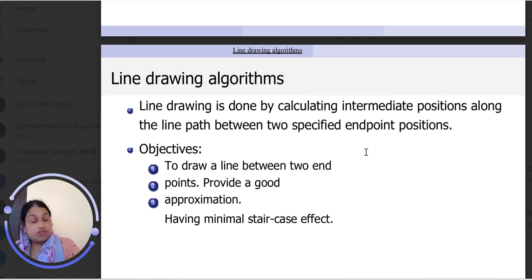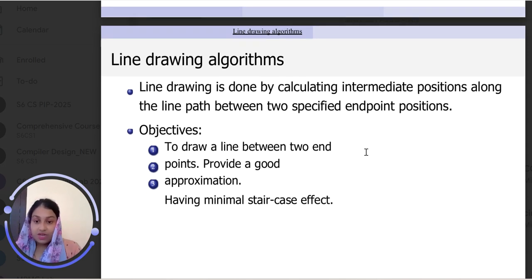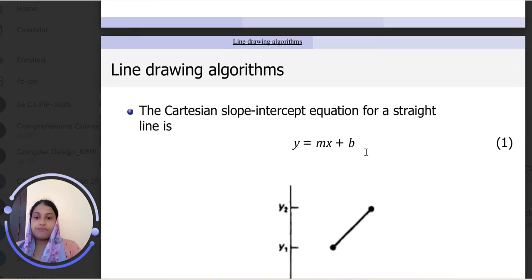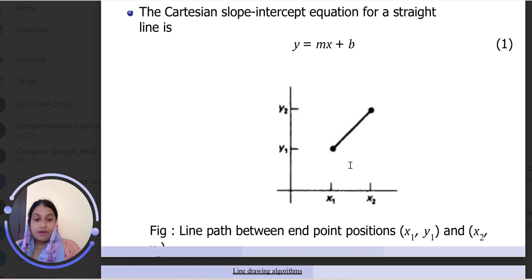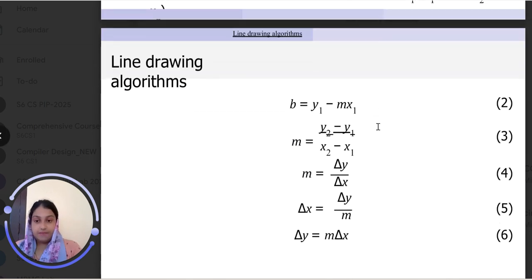Then the line drawing algorithm. Line drawing is done by calculating intermediate positions along the line path between two specified endpoints. We will have two specified endpoint positions, and we will calculate the intermediate positions. What is the objective? To draw a line between two endpoints and provide a good approximation with minimal staircase effect. Then we have the Cartesian slope-intercept equation for a straight line, y equals mx plus b, and this is the line path between the endpoints x1, y1 and x2, y2.